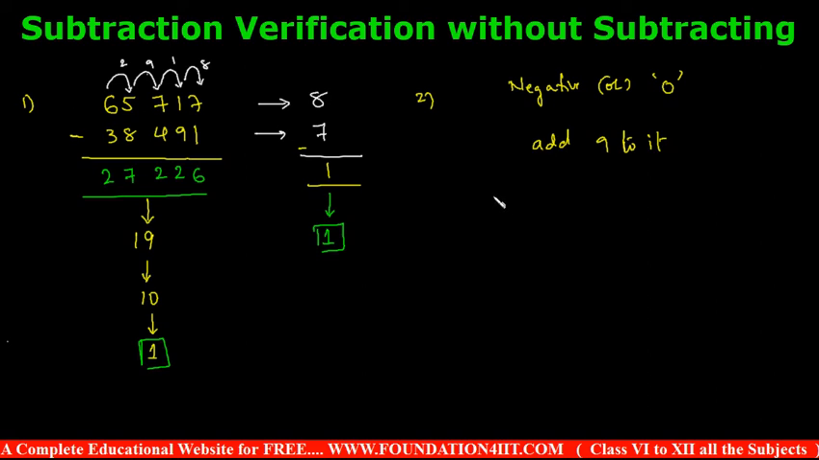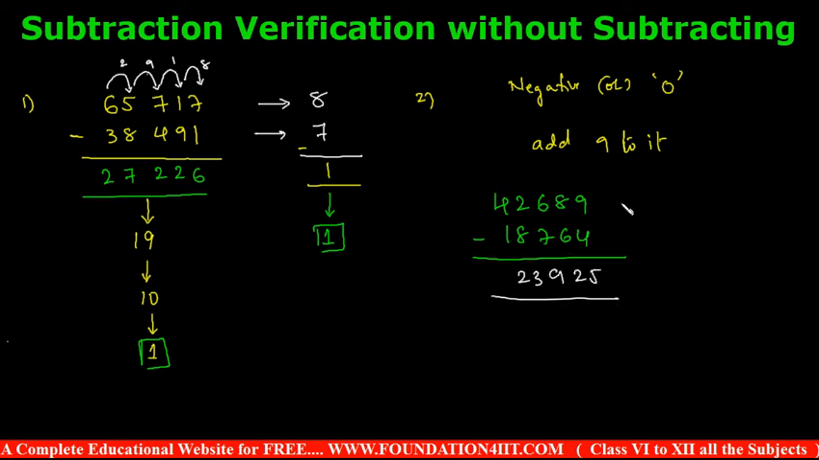Clear idea. Same way, take 42,689 and subtract 18,764. Subtracting gives the answer 23,925. For verification, just add the sum of the digits. 4 plus 2 is 6, plus 6 is 12, so 3. 3 plus 8 is 11, so 2, plus 9 is again 11, so 2, making it a single digit. For the second number, 1 plus 8 is 9, plus 7 is 16, which is 7. 7 plus 6 is 13, which is 4. 4 plus 4 is 8.